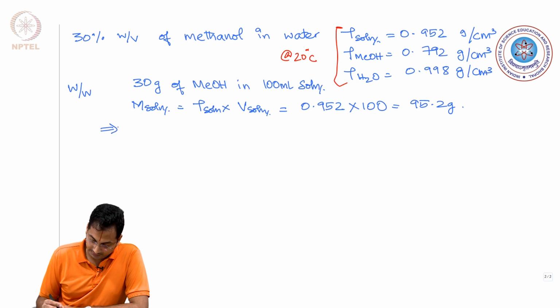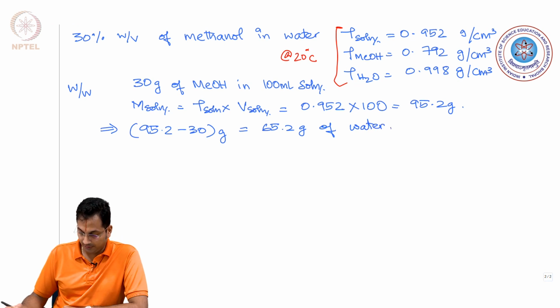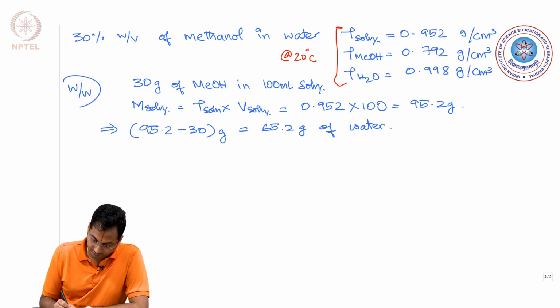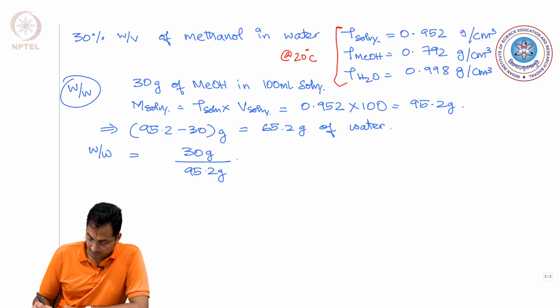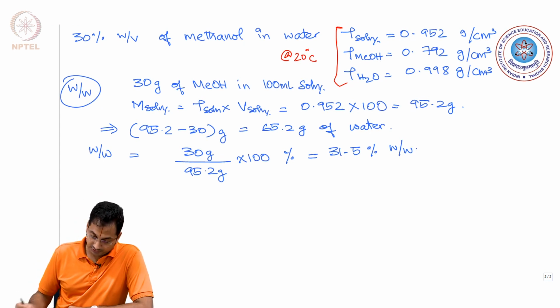So, this indicates if 30 grams is methanol, how much water is present? This is going to be 95.2 minus 30 grams, which is equal to 65.2 grams of water. Now, to determine weight by weight, the total is 30 grams divided by 95.2 grams times 100 in percentage. This will be equal to 31.5% weight by weight.